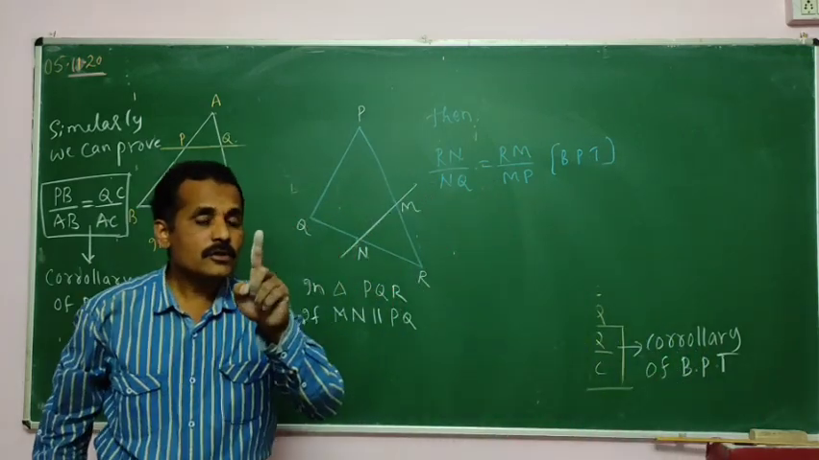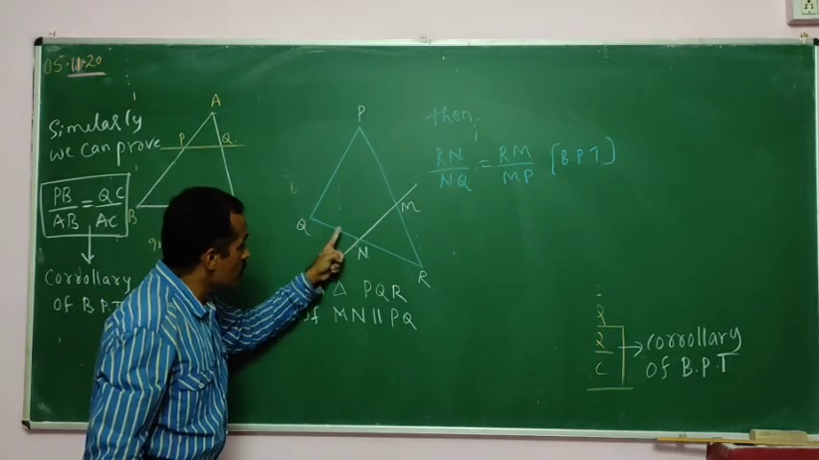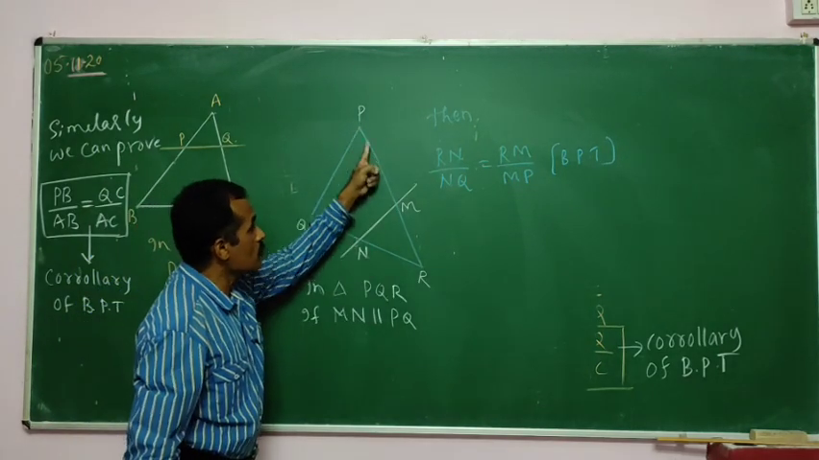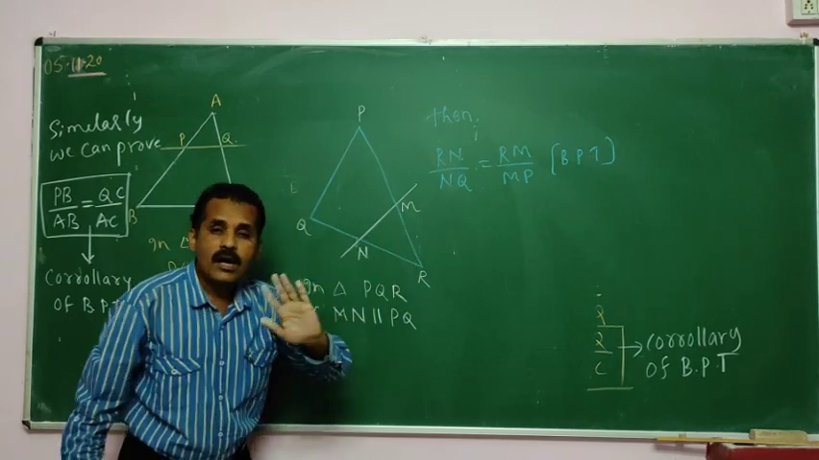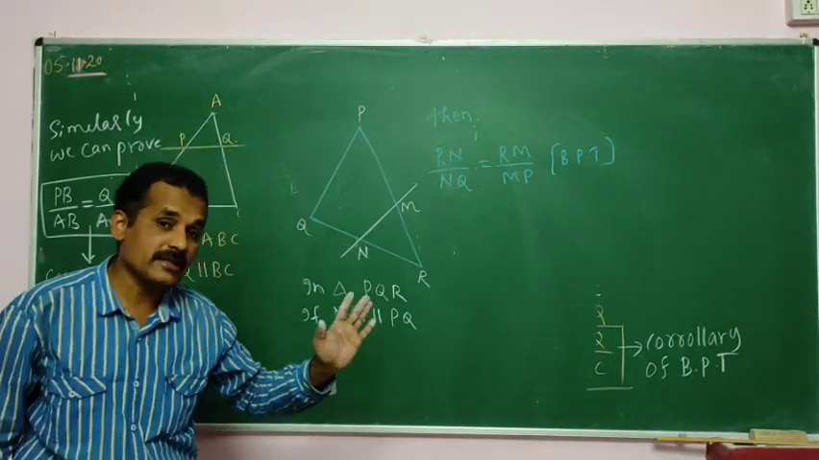My dear children, don't get confused. You can write it like this: NQ by NR is equal to PM by MR. Absolutely no problem. You can write that. Okay?